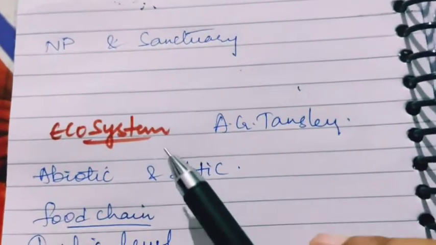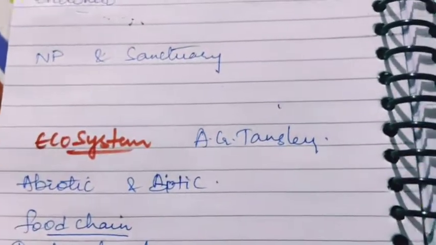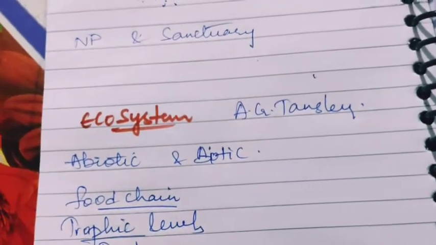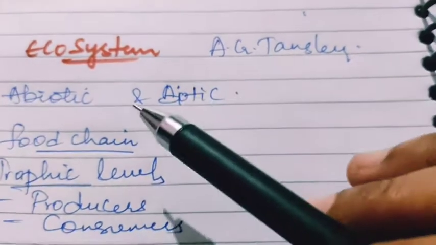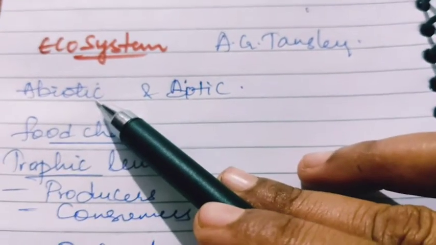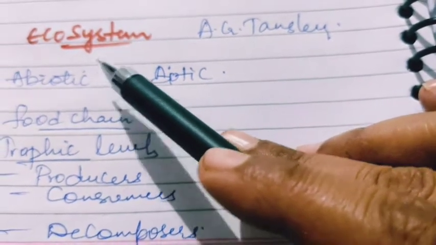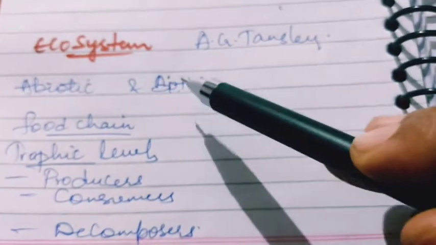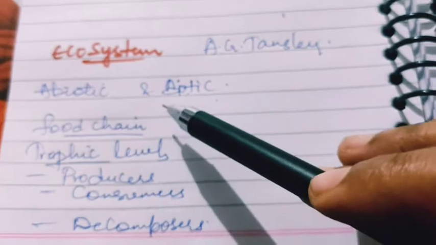Next topic is ecosystem. Ecosystem is the interrelationship between the biotic and abiotic components. The term ecosystem was coined by A.G. Tansley. Abiotic components are soil, air, water, sunlight. Biotic components are plants, animals, microorganisms. They depend on each other.